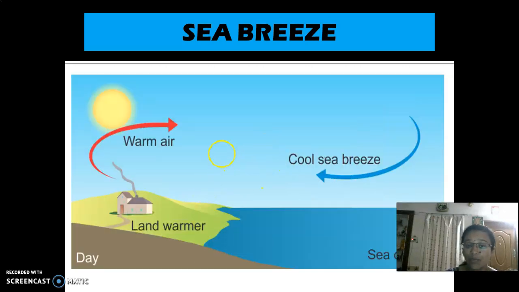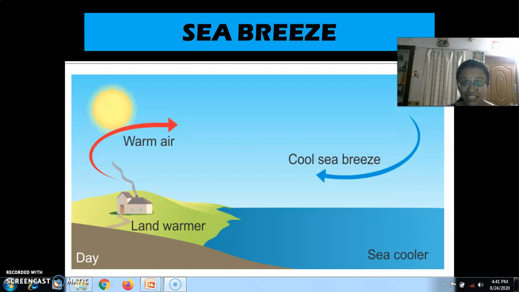So what are the points to be kept in mind here? When does sea breeze take place? Sea breeze takes place during daytime. That is the first point. During daytime what happens? The land gets heated faster than the sea. That is the second point.